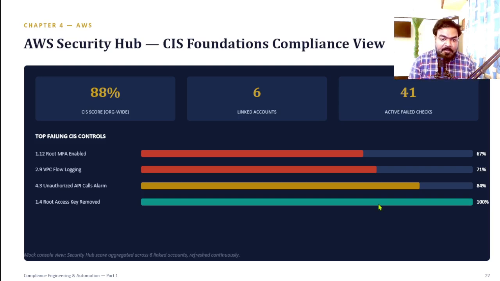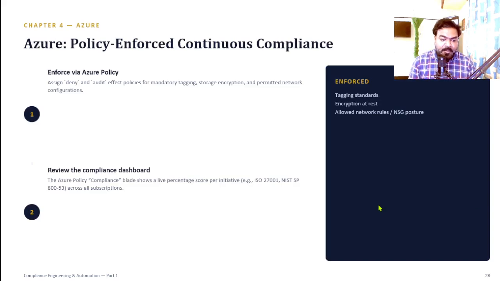Policy enforced continuous compliance. On Azure, the pattern is policy enforced continuous compliance. Assign deny and audit effect policies for the things that matter most: mandatory resource tagging, storage encryption, and allowed network configuration. Then the compliance blade in Azure Policy shows you a live percentage score per initiative, ISO 27001, NIST SP 800-53, whichever standard you're tracking, aggregated across every subscription in your tenant, updated continuously.